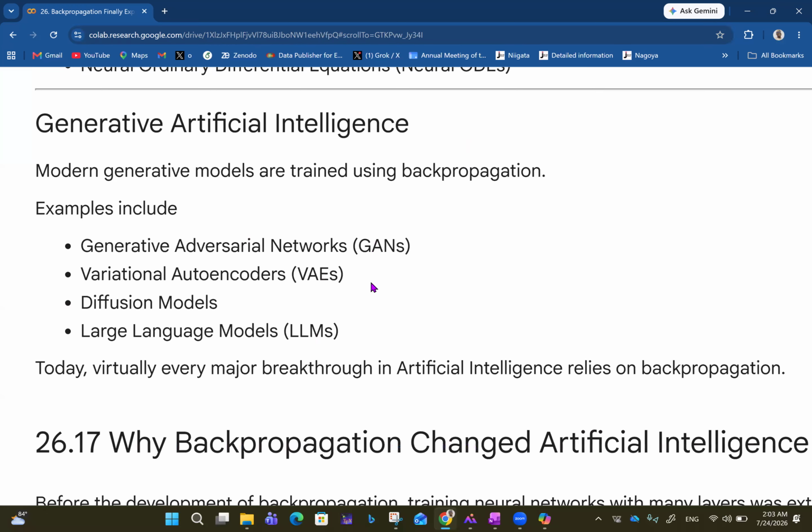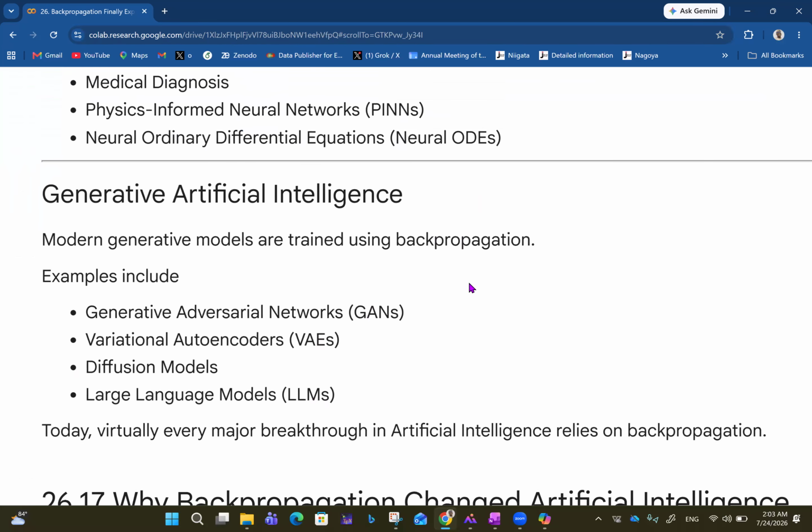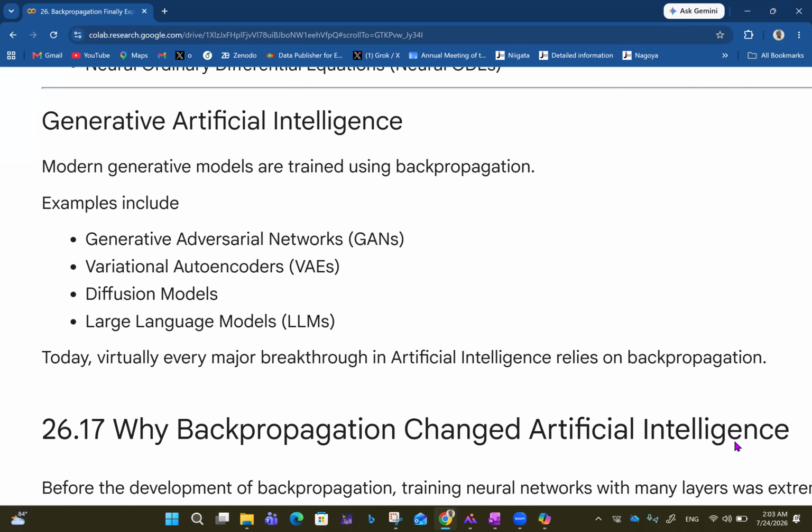Then we have generative artificial intelligence. Modern generative models are trained using backpropagation. Examples include generative adversarial networks, variational autoencoders, diffusion models, and large language models. Today, virtually every major breakthrough in artificial intelligence relies on backpropagation.